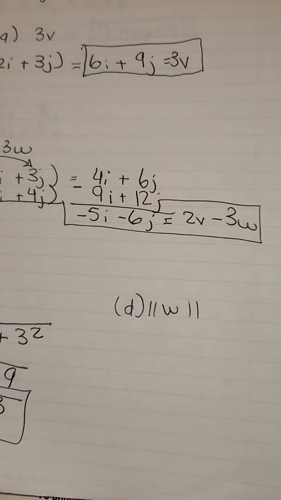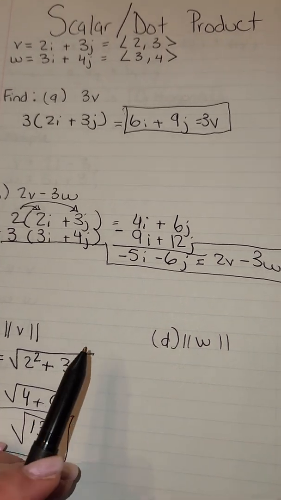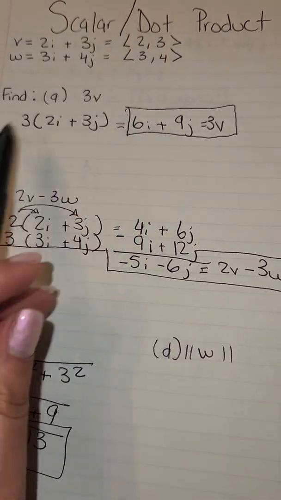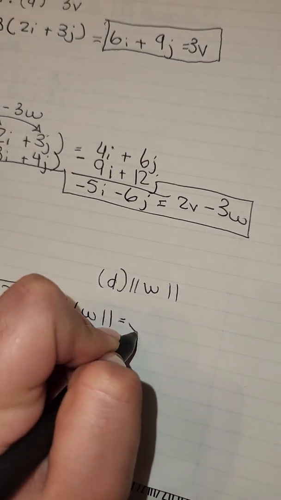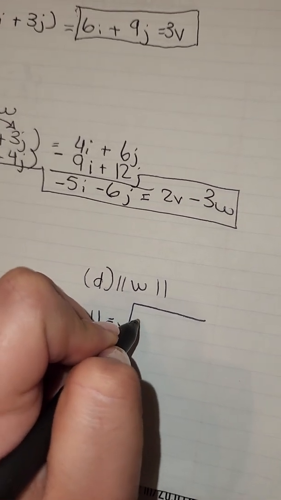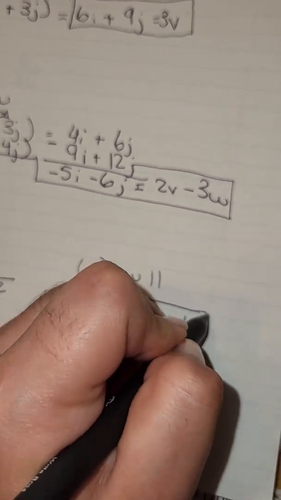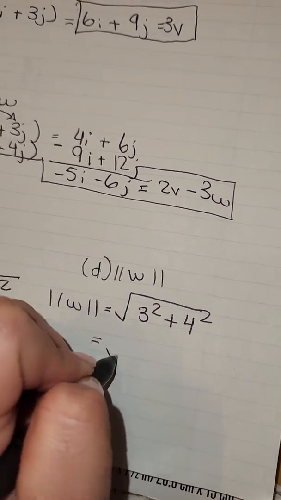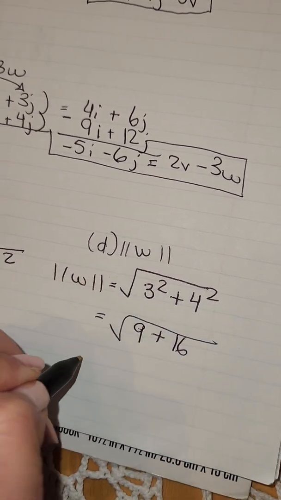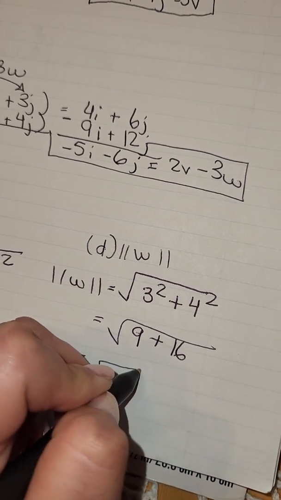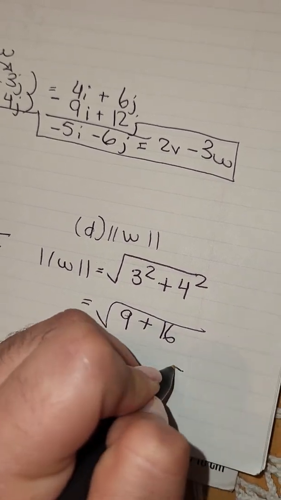And then for W, we'll do the same thing, but W is 3i plus 4j. So in this case, it will be square root of 3 squared plus 4 squared, which equals 9 plus 16, which equals the square root of 25, which equals 5 as your answer.